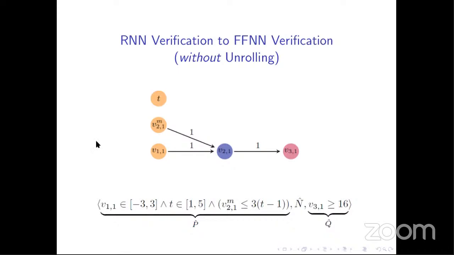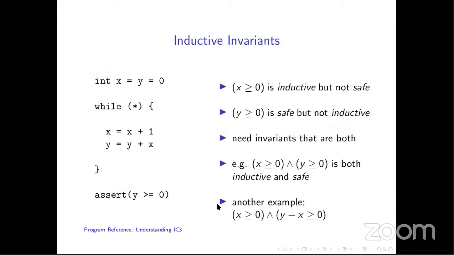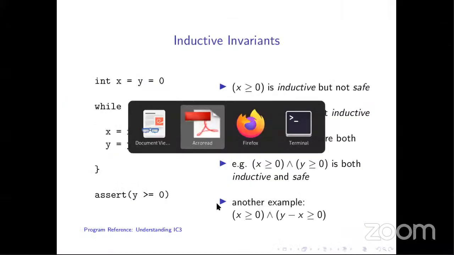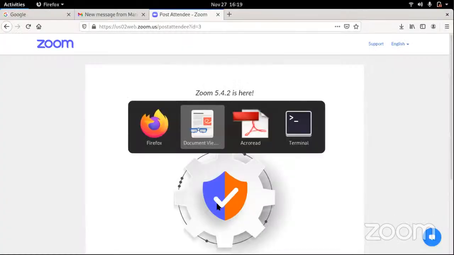So you need something more. Just 3 times t minus 1 is not going to suffice. So you need this bound for t, which says that t will lie between 1 and 5, and together with the original precondition, your property can be discharged, and that's the whole idea.